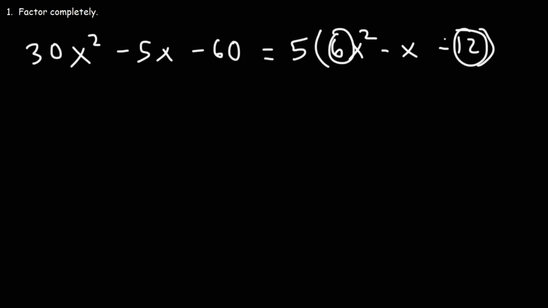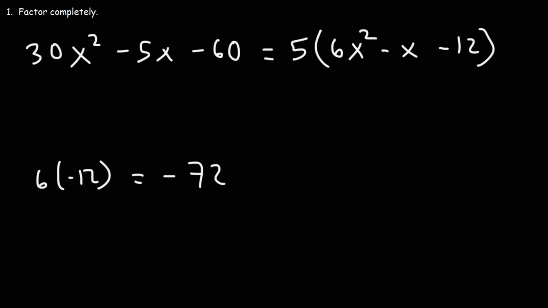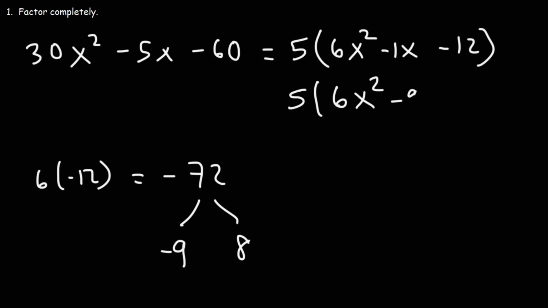I'm going to multiply 6 and negative 12. 6 times negative 12 is negative 72. Now I need to find two numbers that multiply to negative 72 but add to the middle coefficient, negative 1. This is going to be negative 9 and 8. So what I'm going to do is replace negative 1x with negative 9x and positive 8x.